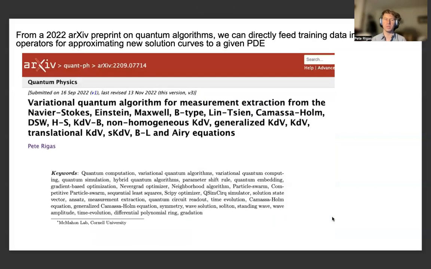And we're going to be drawing some attention to a 2022 arXiv preprint that I have on quantum algorithms, which we can use to directly feed training set data to the neural operator for approximating new solution curves to a given PDE. In this arXiv preprint, I looked at ways to numerically approximate solutions for 15 partial differential equations.